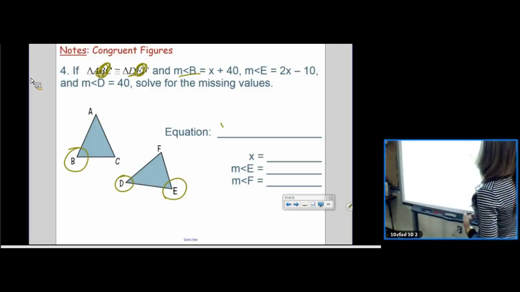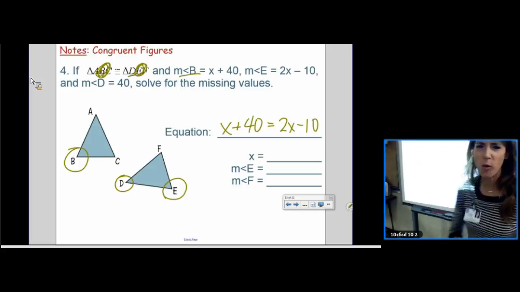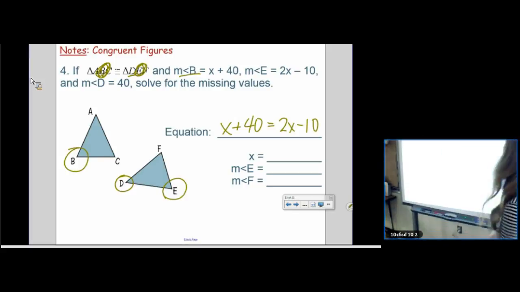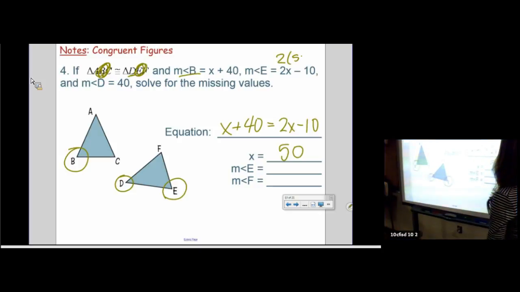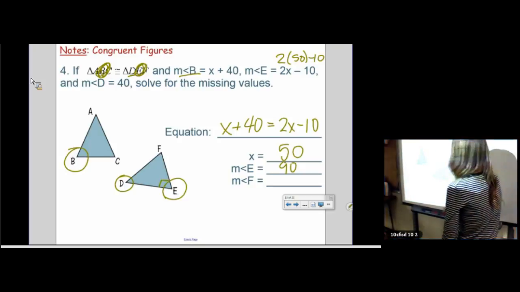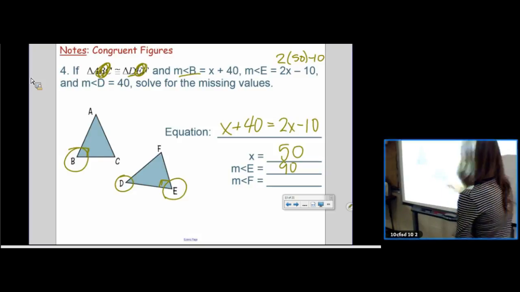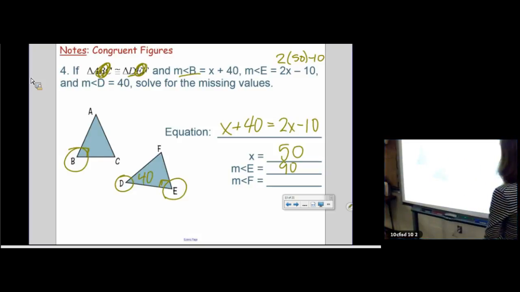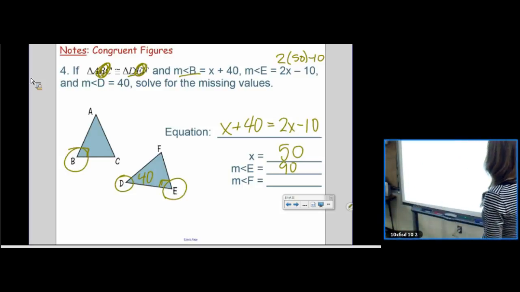And then we realize when we solve that these triangles are not drawn to scale. It's horrible. They're not right triangles. All right, so you solve, you get X is 50. You plug it back in. The measure of angle E would be 2 times 50 minus 10. Okay, whatever. Angle E is 90. Really weird. So that's angle B as well. You know that angle D is 40. So when you're trying to find angle F, you just use triangle sum theorem, and the measure of angle F is actually 50.